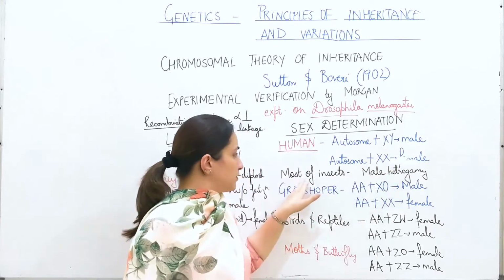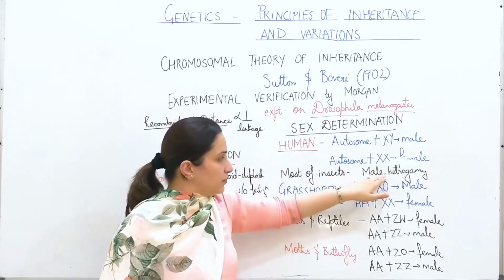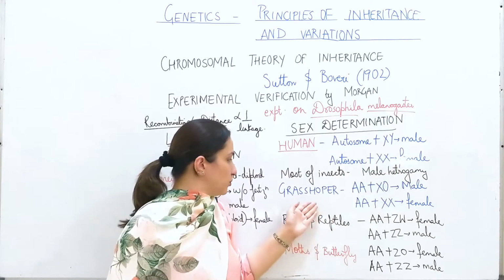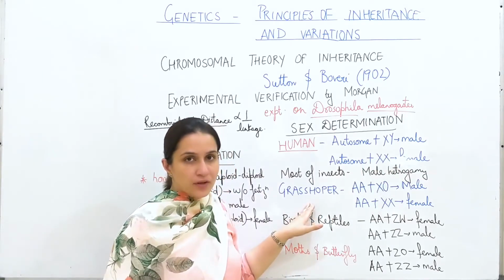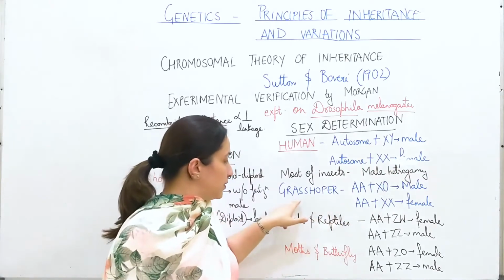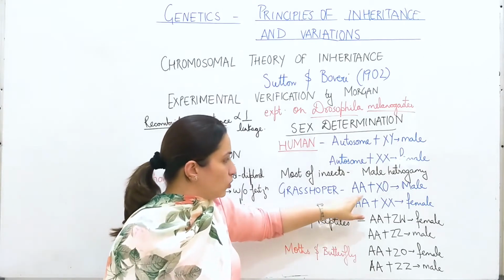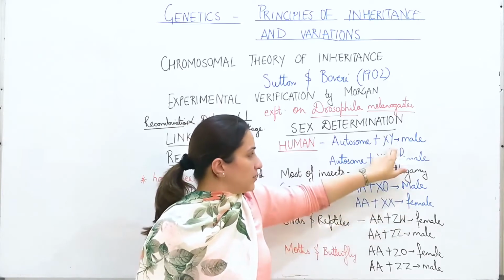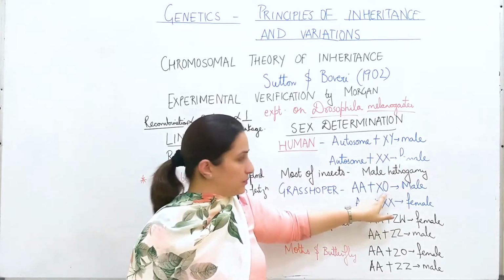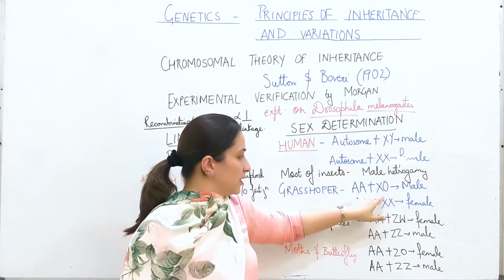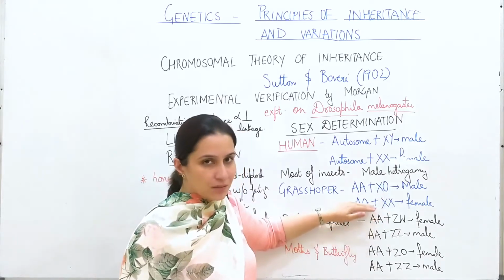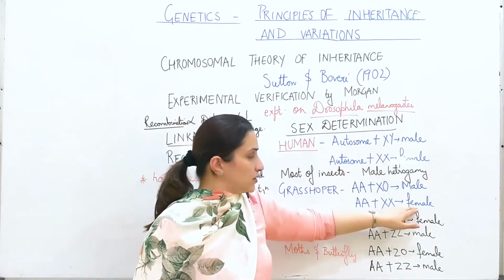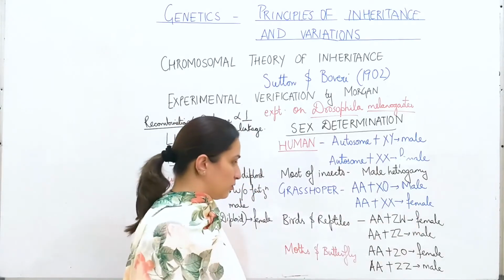Even in the case of most of the insects, the male is heterogametic. That means they have two different types of chromosome. In the case of grasshopper, they have autosomes plus XO type. In case of male, instead of X and Y, they have XO. That means there is no chromosome along with the X. And in the case of female, it is same as in the case of human female, two autosomes and two sex chromosomes, as they always occur in pair.